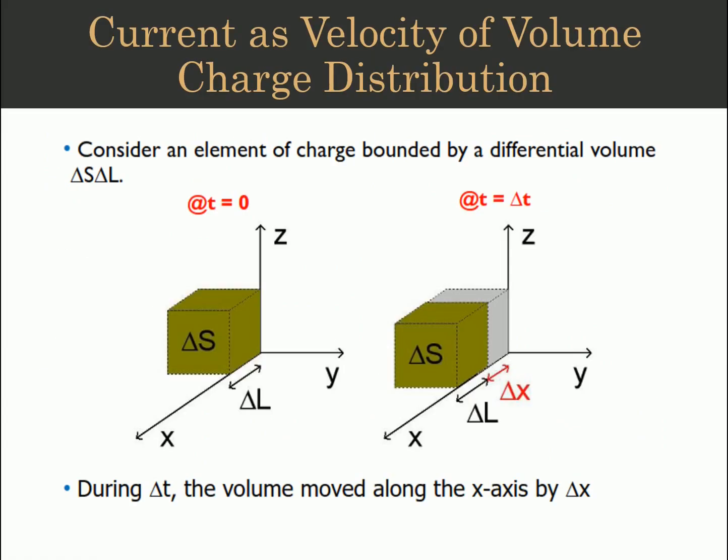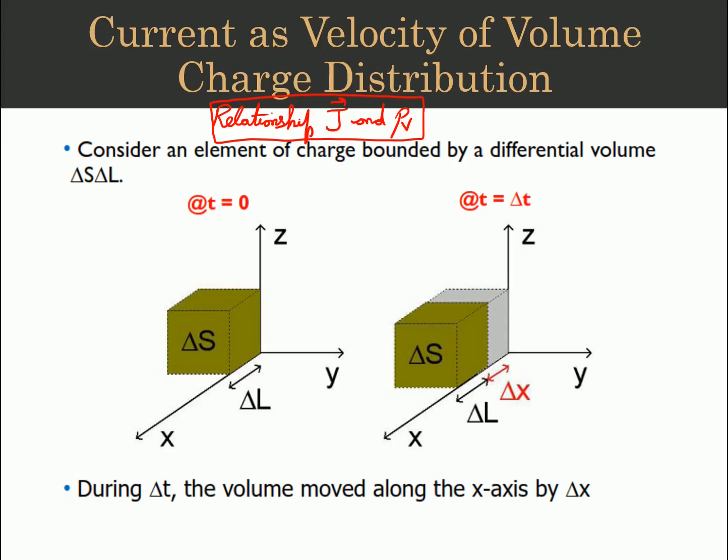Now let us look at the current as a velocity for volume charge distribution. In other words, we want to basically understand the relationship between current density J and the volume charge density rho V. So this is what the topic is all about. So current density J and volume charge density can be represented by looking at the example shown below.